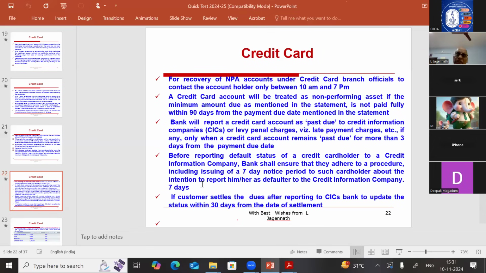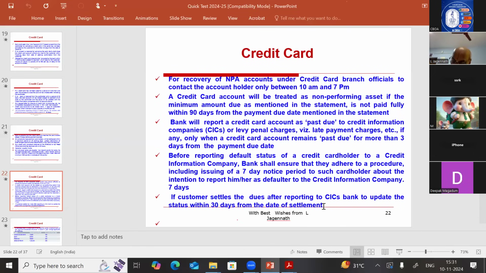It may be SMS or mail, whatever it is. So past due is today. If it is not paid within 3 days after the past due, the bank will be reporting you as a defaulter to the credit information company. So you have to give 7 days notice to your credit card holder. If the customer settles the dues after reporting to the credit information company, the bank has to update the status within 30 days from the date of settlement. If the credit card is closed, within 30 days you have to update.